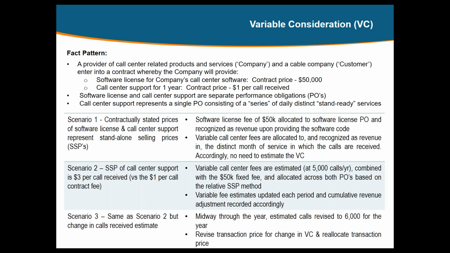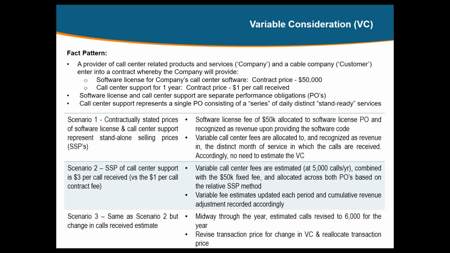So where that leaves us in the scenario is, for the variable call center fees, assume the estimate is 5,000 calls per year. So the estimated variable fees on day 1 is $5,000. So you would have a total transaction price of $55,000, which then gets allocated across both performance obligations on a relative standalone selling price basis. And then the amount allocated to each performance obligation is recognized as that performance obligation is satisfied. So, just thinking through this obviously creates a lot of additional operational challenge that scenario 1 does not.